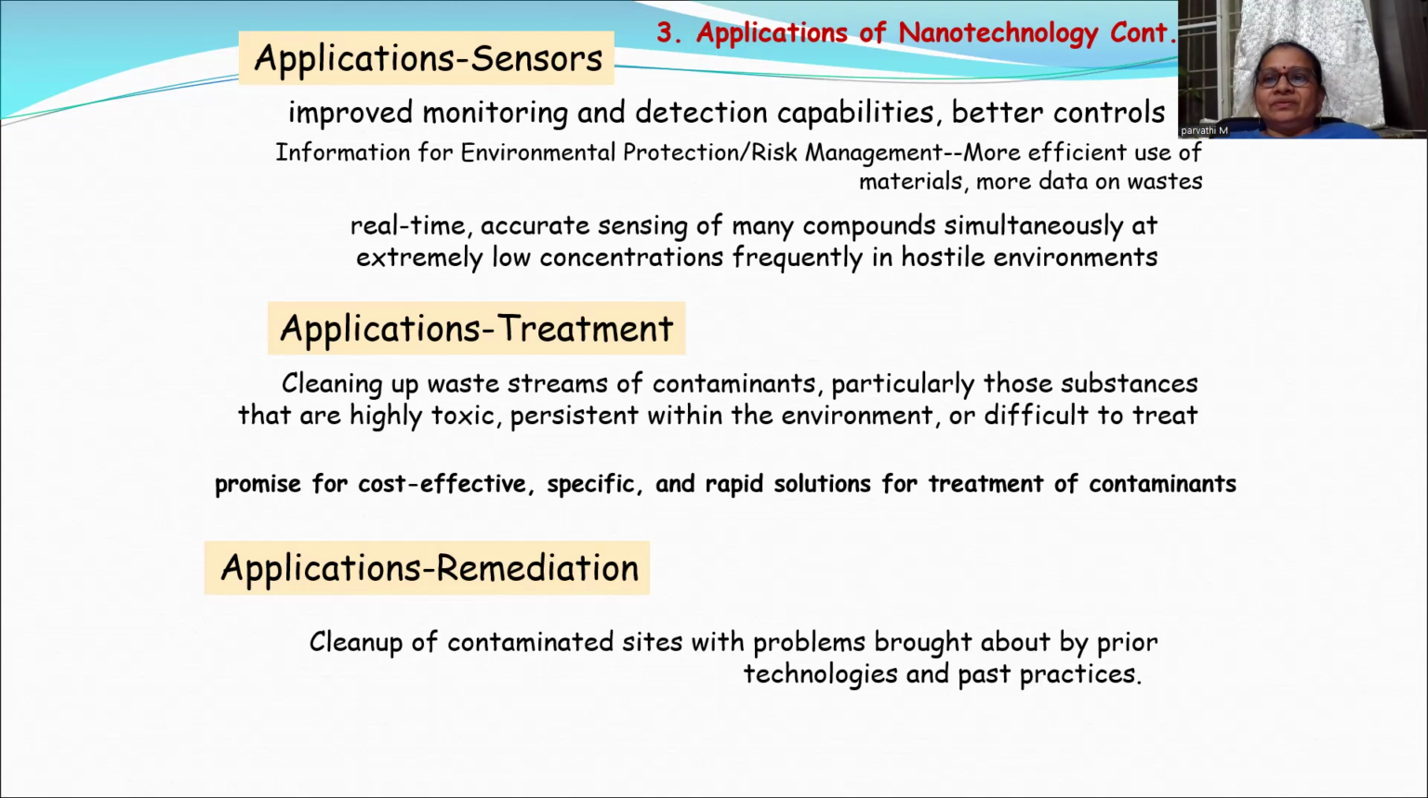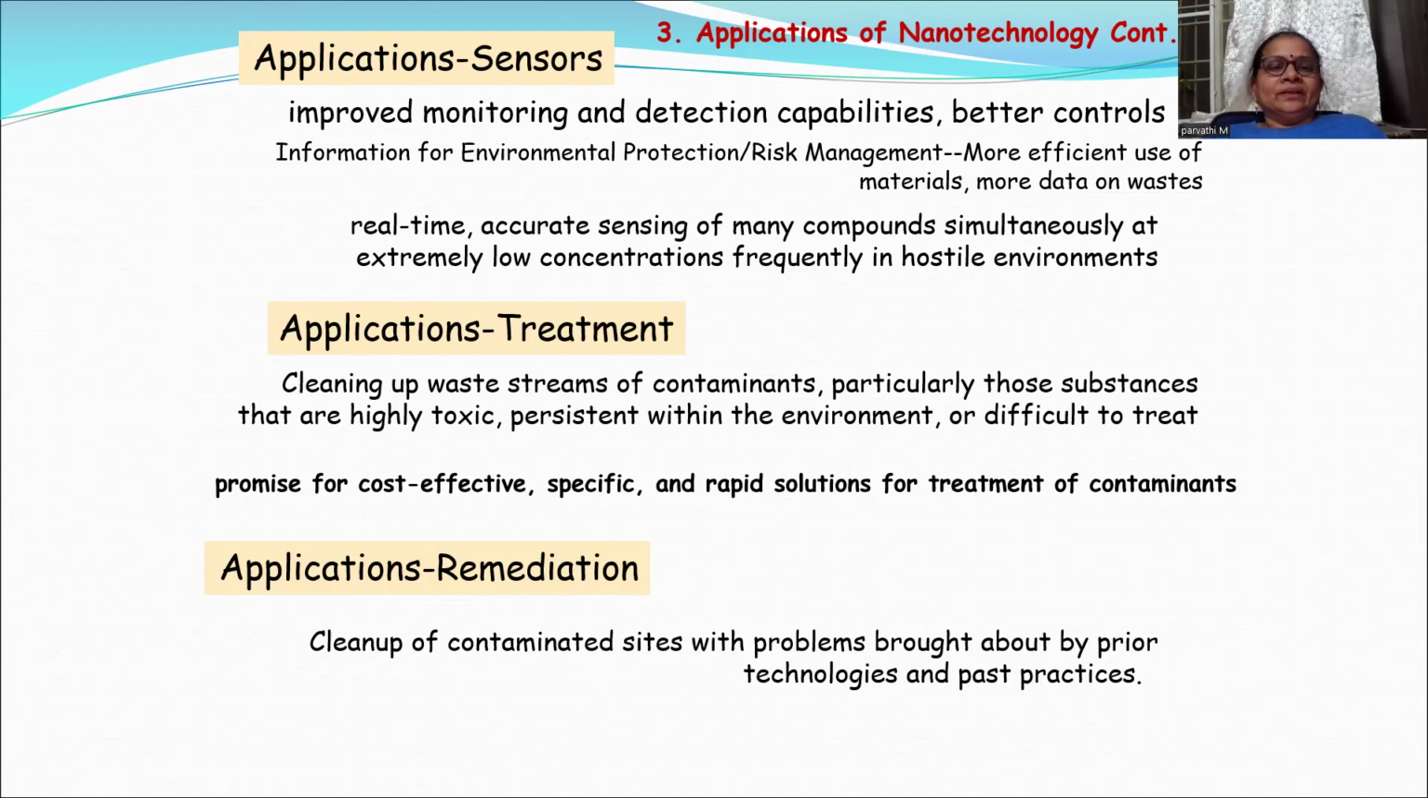Generally, we may use them to identify blood cells, to identify glucose levels, to identify cancer cells. So these are various kinds of scenarios where you can use nanomaterials inside to make the sensors, and accordingly they will be used for different applications. Each sensor may have different capabilities for detection and then control. So, environmental protection, risk management, more efficient use of materials, and less waste.